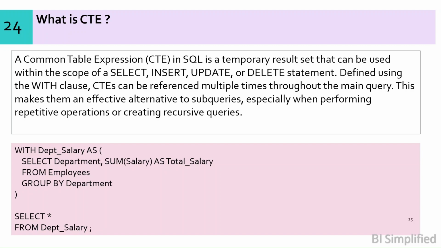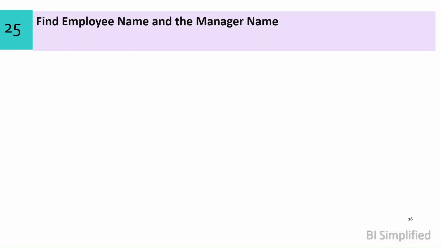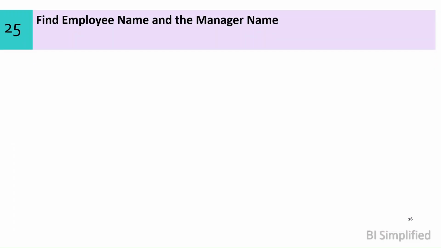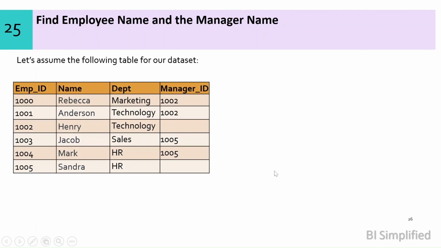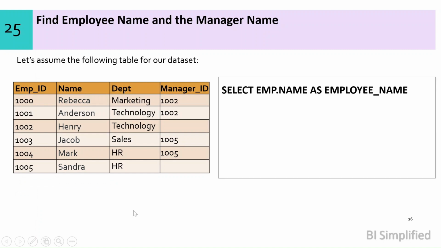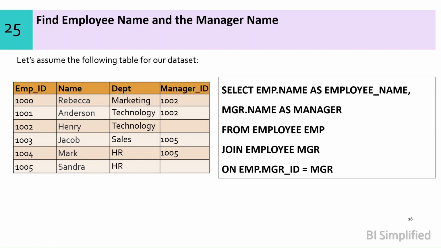So moving on to our last question. Find employee name and the manager name. And let's see the query. The query is select employee.name as employee name, comma manager.name as manager from employee join employee manager on employee.manager id equals to manager.employee id. So here also the concept of self join you need to use.